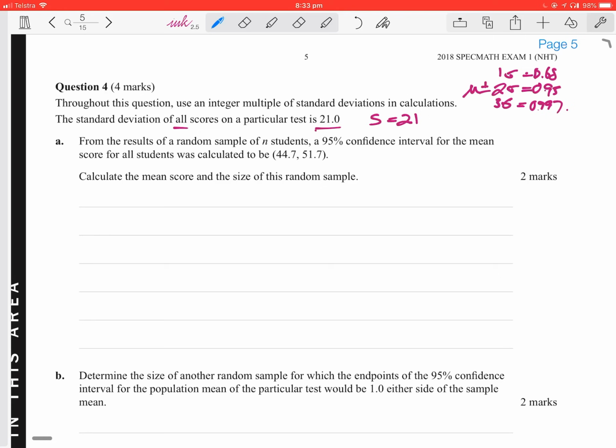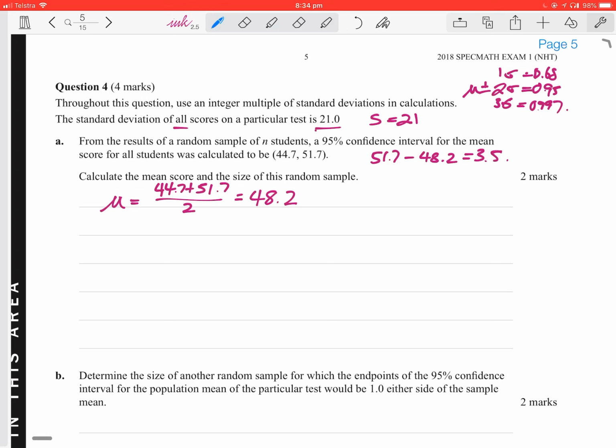Calculate the mean score. Okay, the mean score is the halfway mark. So mu is 44.7 plus 51.7 on 2. What's that? 96.4. Half that, 48.2. So that's our mean. Now, our error, how far it is off the mean: 51.7 minus 48.2 is 3.5. So we've got mu.